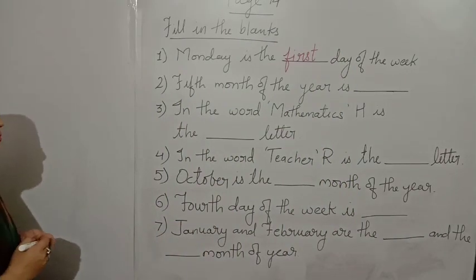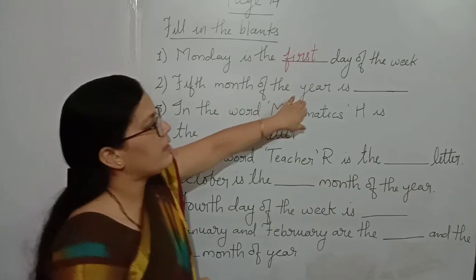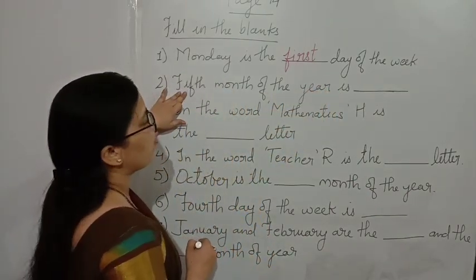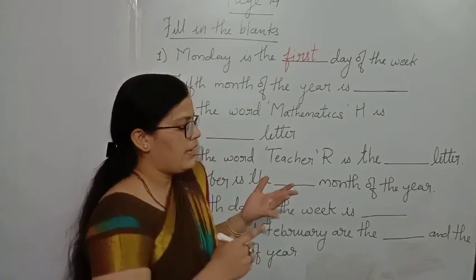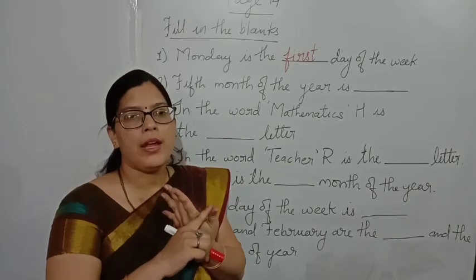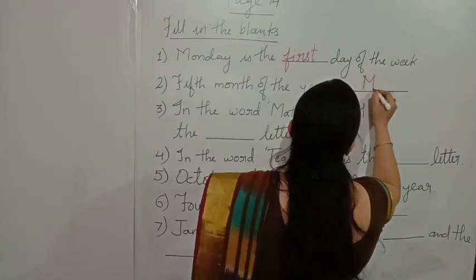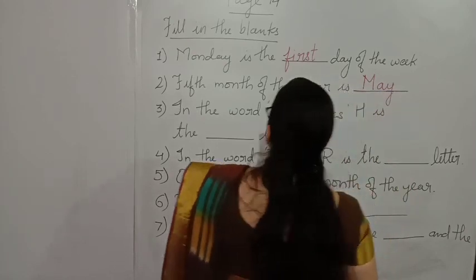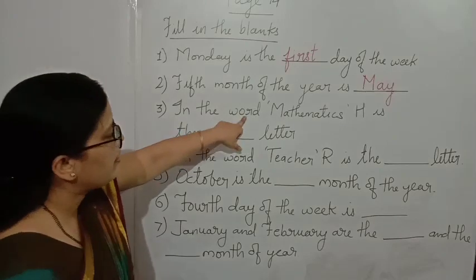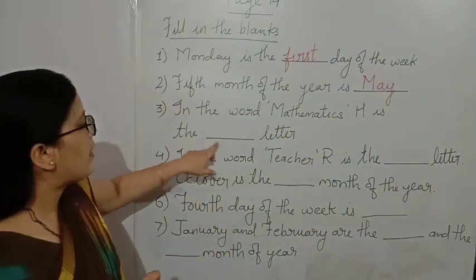Now, the fifth month of the year is. What is the fifth month? Let us see: January, February, March, April, May. What is the fifth month? It is May.